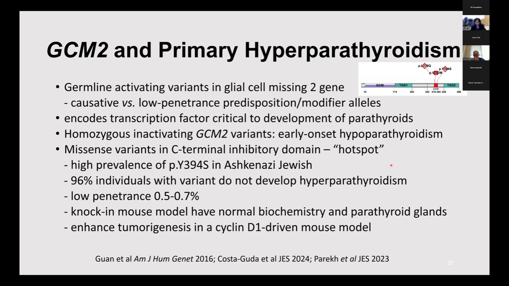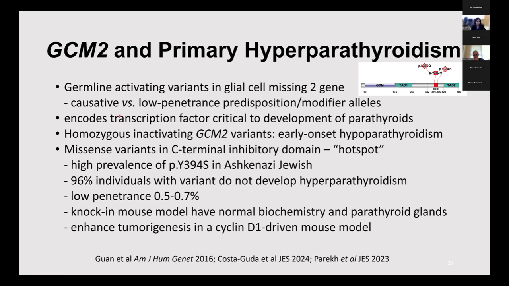And as I'd mentioned, our group had reported on GCM2, which codes for the glial cell missing 2 gene, back in 2016 as a novel cause of primary hyperparathyroidism. These are, again, germline activating variants. However, follow-up studies have now illustrated that these variants in GCM2 appear to be more of a low penetrance predisposition allele rather than a causative gene of primary hyperparathyroidism.